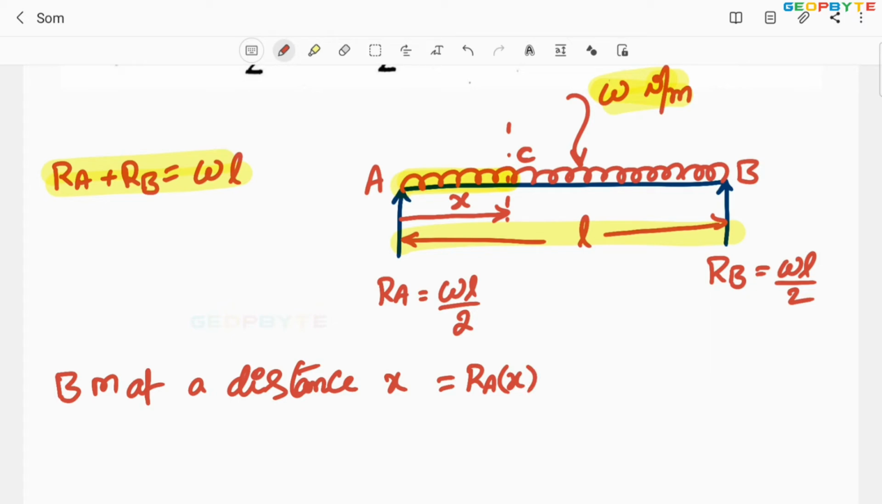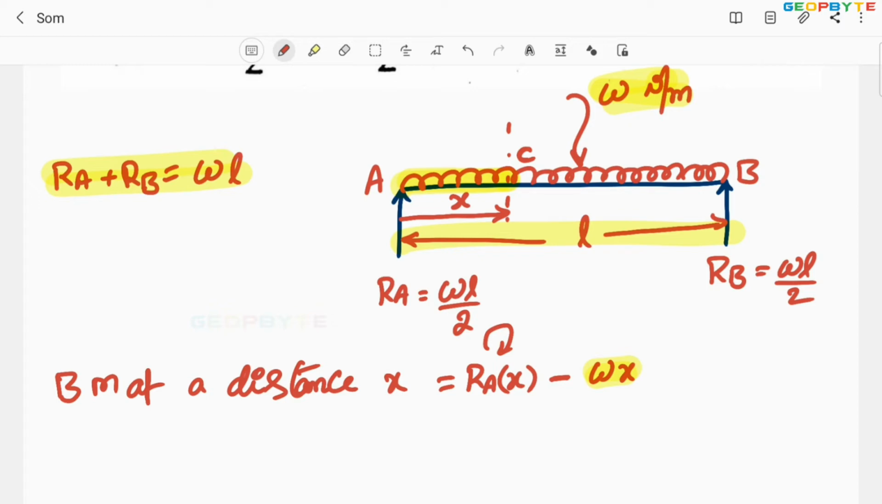It is acting in the clockwise direction, whereas the moment due to UDL is in the anti-clockwise direction. That's why I am taking the other part as minus W into x. UDL into UDL distance gives the point load. Assume that the resultant point load is acting in between A and C.